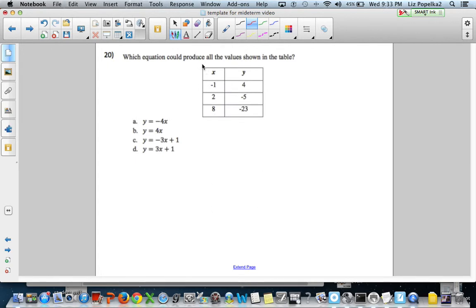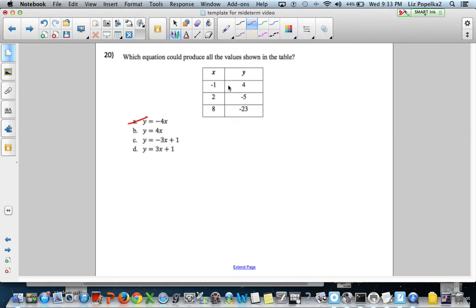Last but not least, which equation could produce all the values shown on the table? For now, I'm just going to use plain old substitution and try my answers. So this says y is equal to negative 4 times x. Let me try this one first. If I multiply x by negative 4, it'll give me y. So negative 1 times negative 4 does in fact give me a 4. 2 times negative 4, however, is negative 8, not negative 5. It's got to work for all of them, so that one is not the function rule.